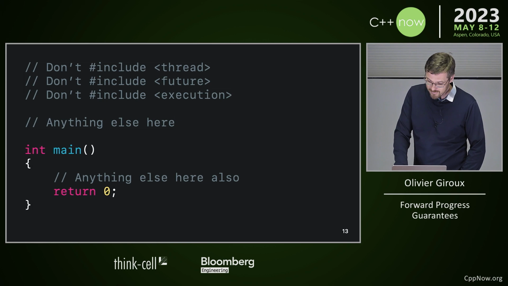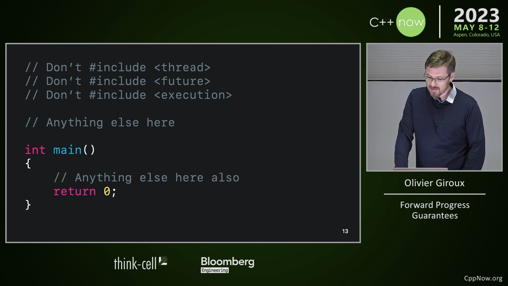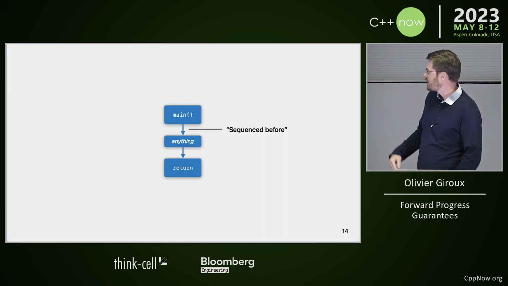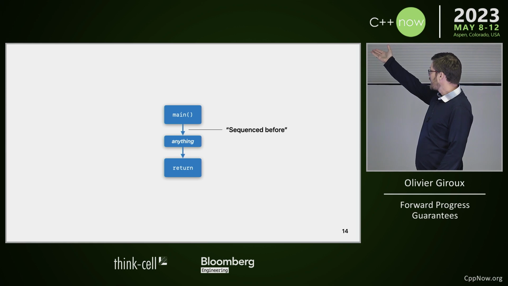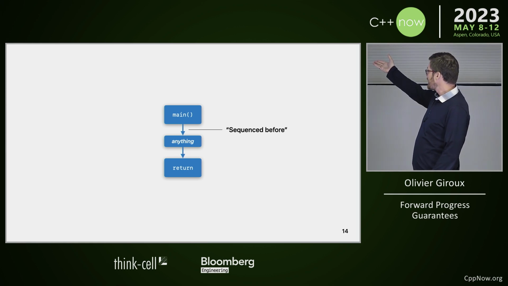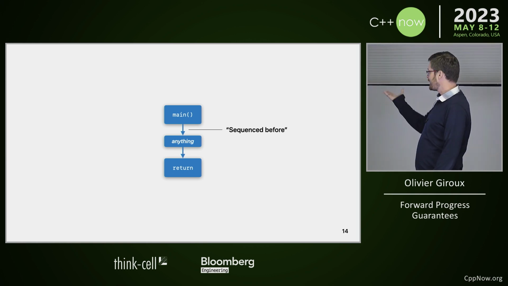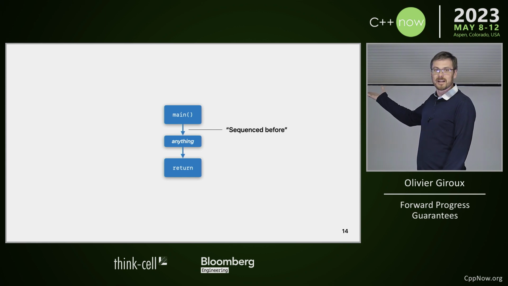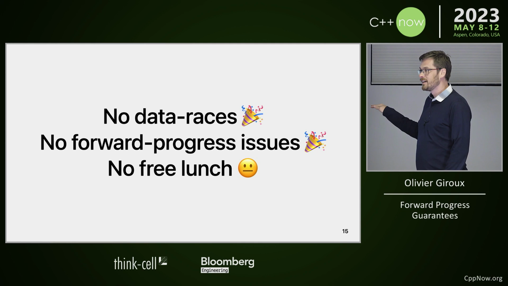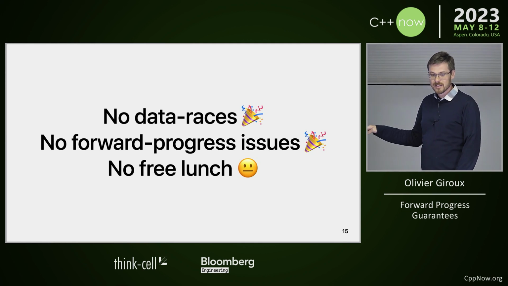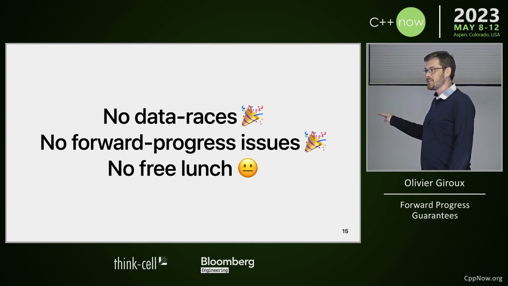Great. I'm going to represent all of the programs in this talk using a graph of events. And so this is one of the most exciting ones. I invoke main, and then that is sequenced before the anything comment, and that is sequenced before the return from main. That's how we comprehend a single-threaded program. Great. It's got no races, it's got no forward progress issues, but it gets no free lunch.